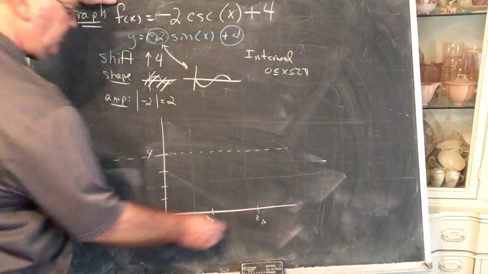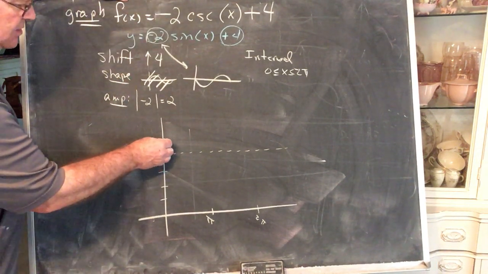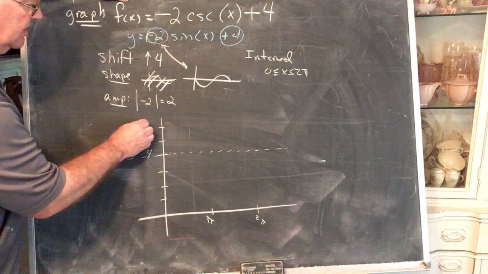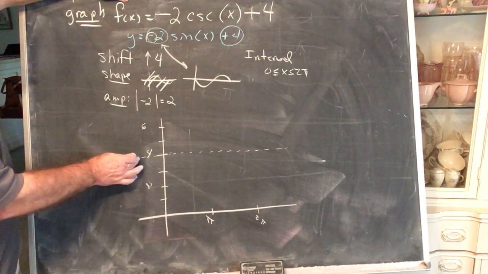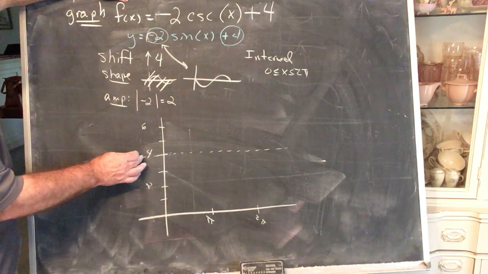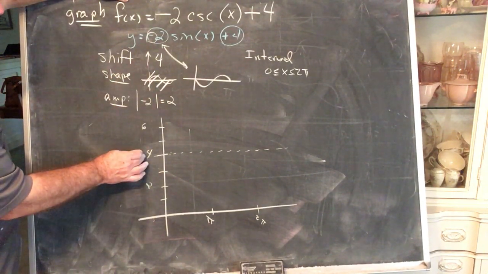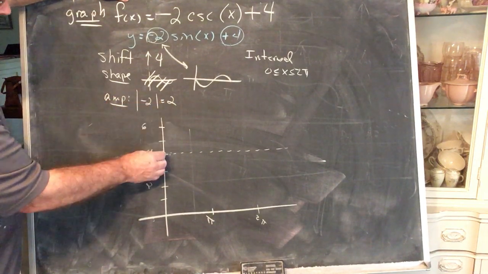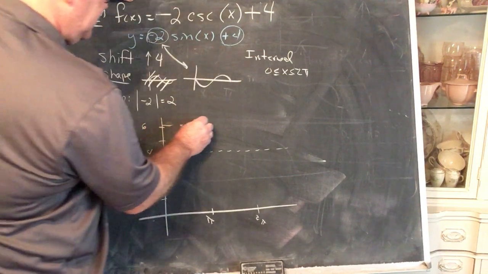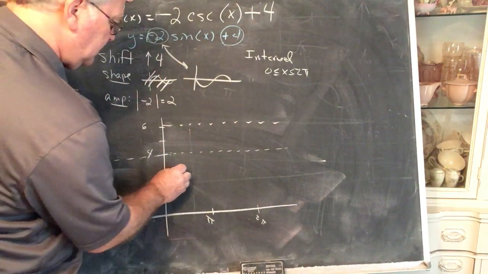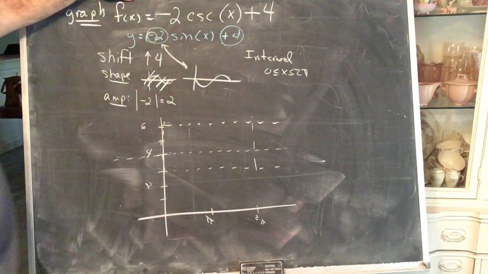So the interval is still from 0 to 2 pi. That's the same. Now, the amplitude is 2, right? So from the nodes, we have to go up 2 to the peak, 6, and down 2 to the troughs, 2. The nodes are shifted up 4, so instead of being at 0, they're going to be at 4. The amplitude is 2, so you go up 2 to find the peak and down 2 to find the trough. So this is the top. This is the bottom, and we're going from 0 to 2 pi.